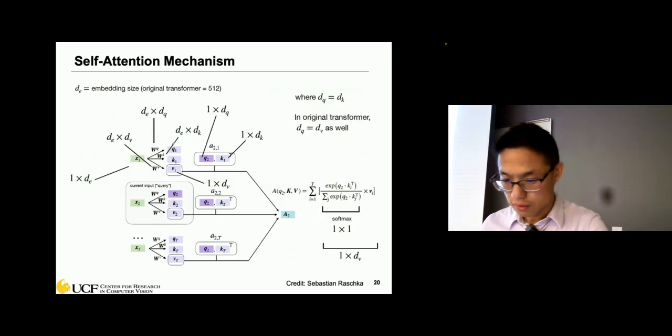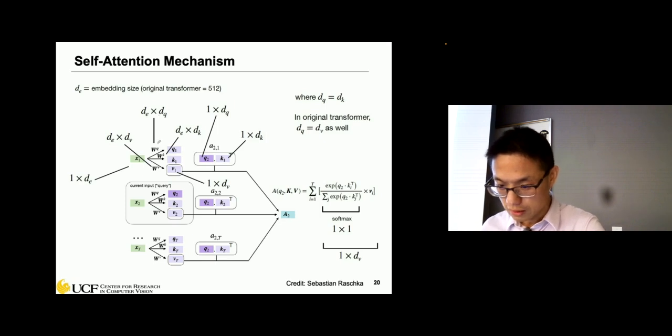One thing we didn't talk about is the dimension. In the original paper, each input token is a feature embedding, so you have a dimensionality of DE, indicating embedding. In the original transformer paper, it's 512-dimensional feature representation.